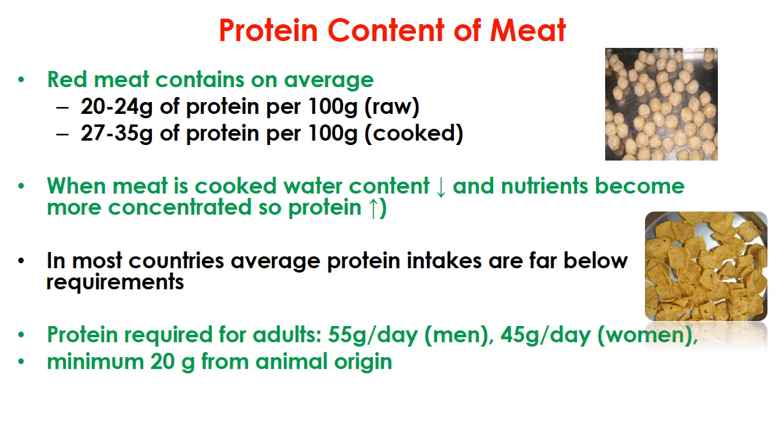In most countries, average protein intakes are far below the requirements. In general, the protein requirement is about 1 gram per kg body weight. The thumb rule is 1 gram per kg body weight, but at least we should have, in case of adult men, 55 gram, and in case of women it is 45 gram, of which at least 20 grams should be from animal origin, because animal origin proteins have high biological value.